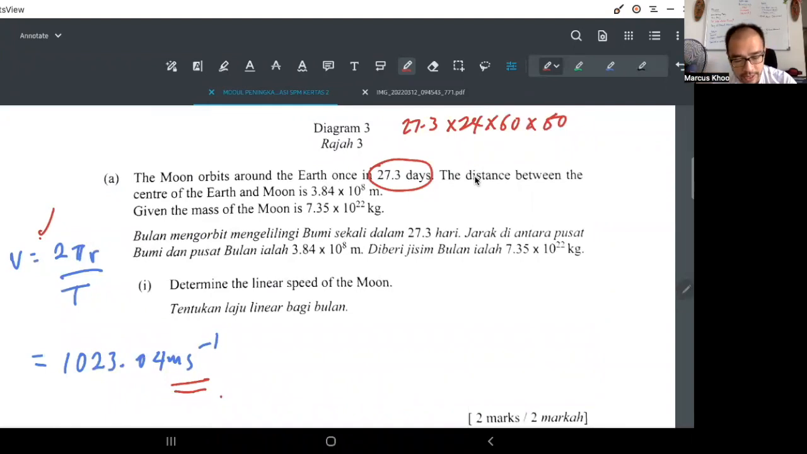R is given as this, so this is not a problem. So 3.84 times 10 to the power of 8, times 2 times pi over 27.3 times 24 times 60 times 60, changed to seconds. And you will get the answer 1023.04 meters per second.